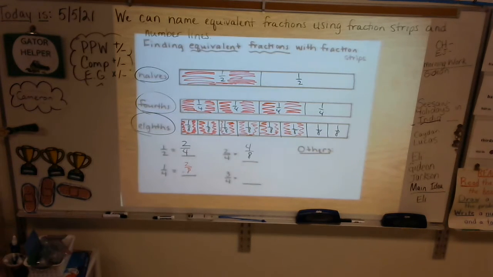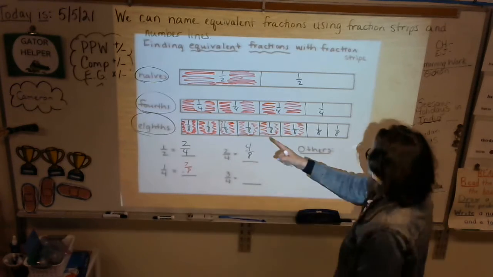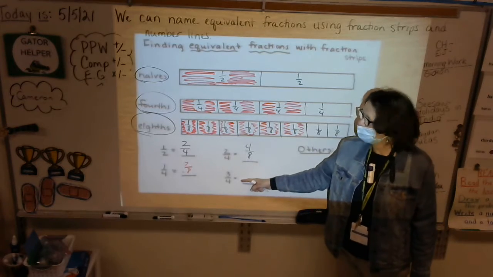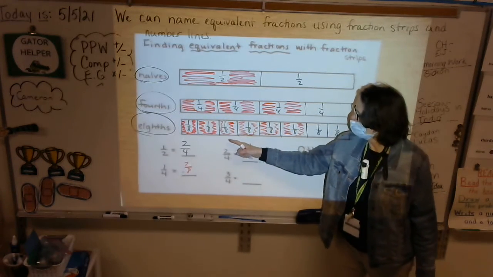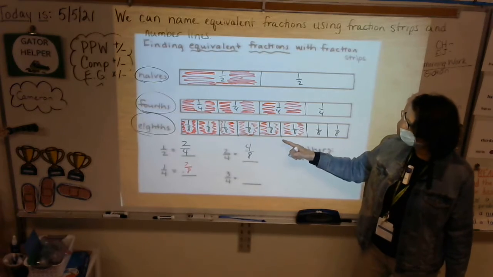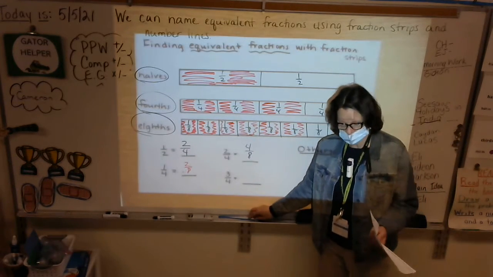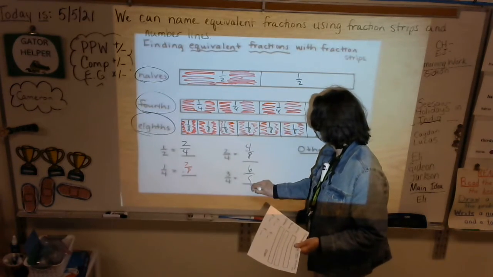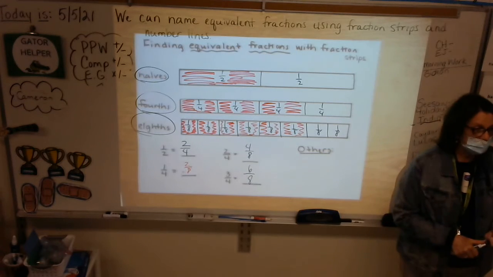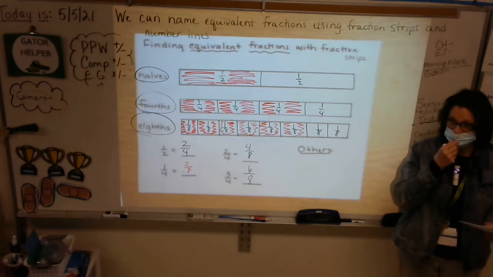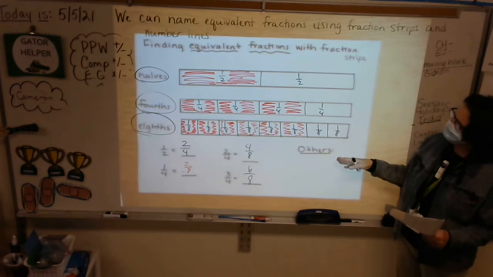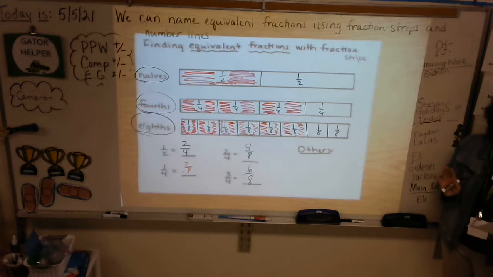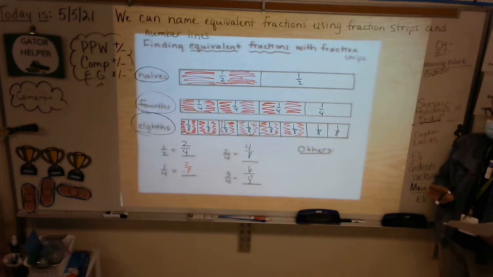And so now let's name those equivalent fractions. So now we can say 1/4, 2/4, 3/4 is equal to, or equivalent to, 1/8, 2/8, 3/8, 4/8, 5/8, 6/8. 3/4 is equal to 6/8. Okay, and our fraction strips help us find those equivalent fractions. Now, this is where I'm going to really push you. What other equivalent fractions could you find here?